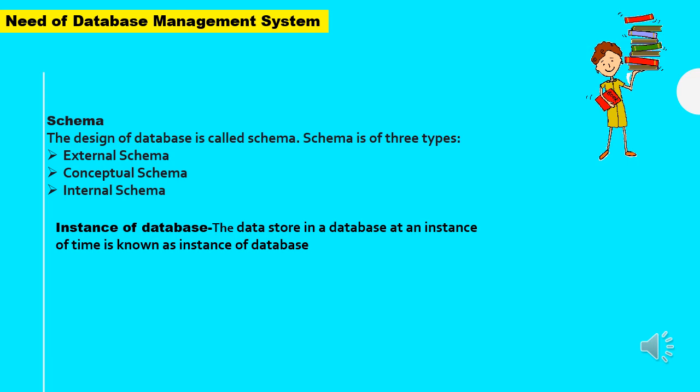So next, what is instance? Instance, at any instance of time, the content of the database is called the instance of the database. That means the data is stored in a database at an instant of time is known as called instance of database. So let's go to the next slide to understand data models.